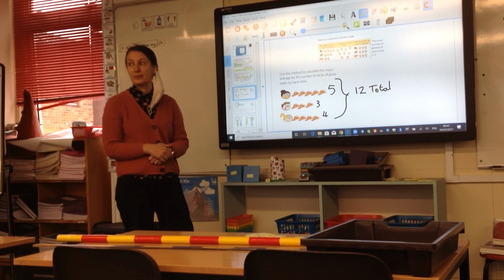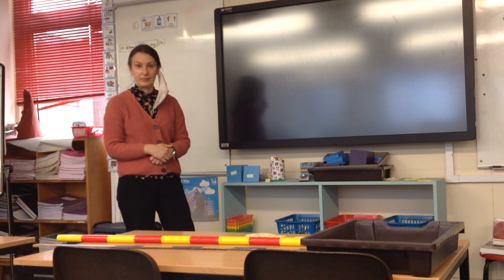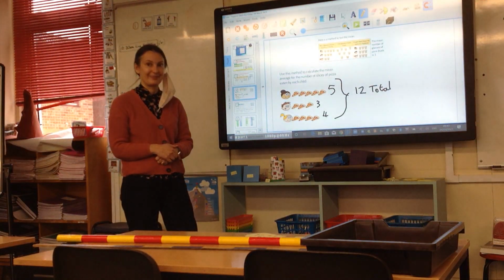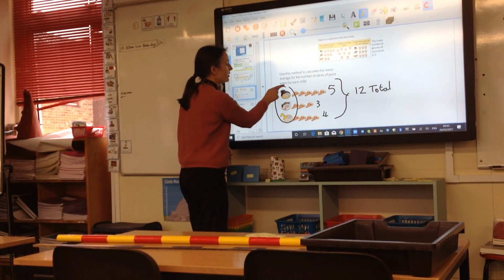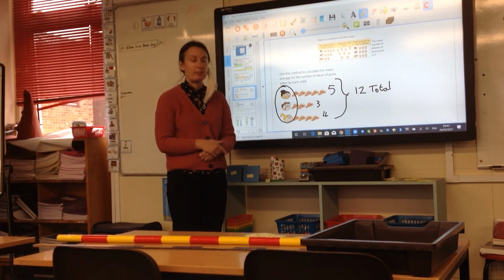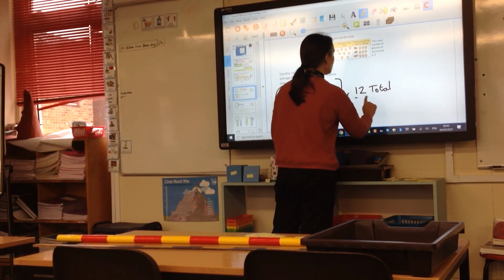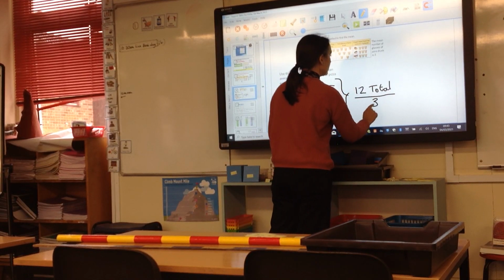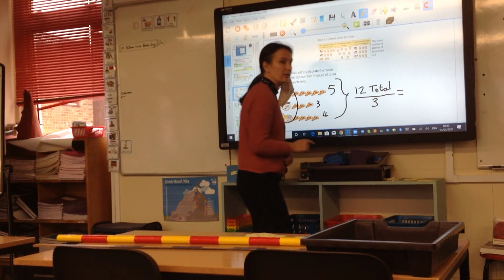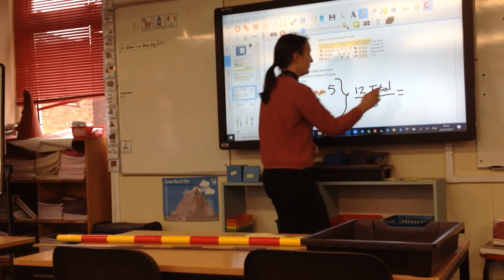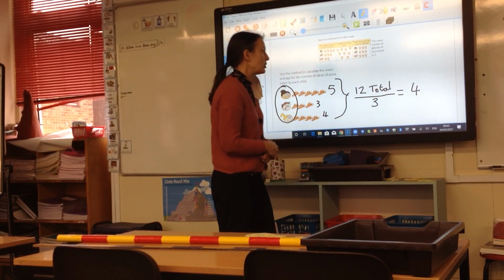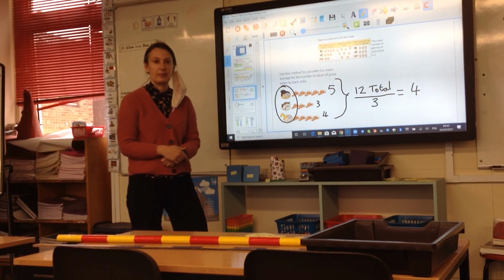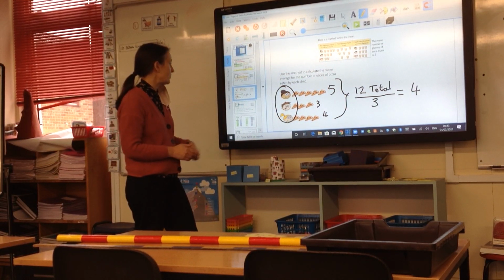Yes? Because you know there are 3 children, you divide 12 by 3, which is 4. Yeah, absolutely. So it's the number of children that you are going to divide it by. So you've got the total of 12 and you're going to divide it by 3, which is 4. So we can say on average, each of those people got 4 pieces of pizza. Okay, that's the mean average.